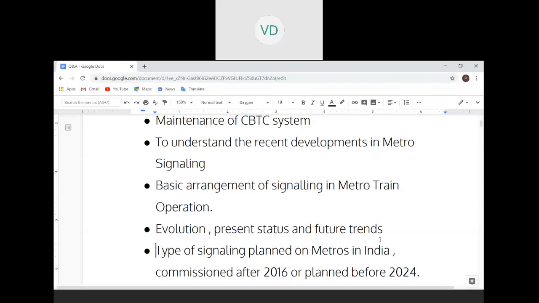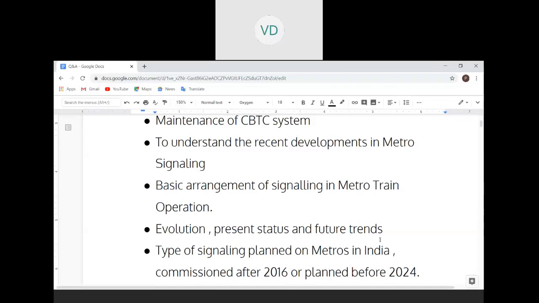The next is basic arrangement of signaling in metro operation. First was DTG. Chennai Metro works on distance to go signaling. DMRC also, I think 1 or 2 lines work on distance to go signaling. Then all of them are going now back to CBTC. But here I've got my personal view on this.